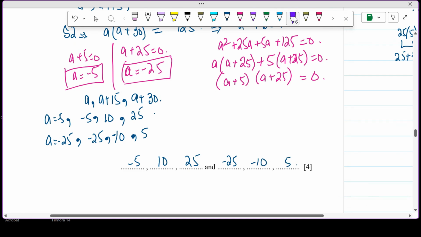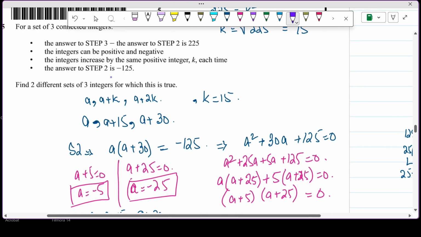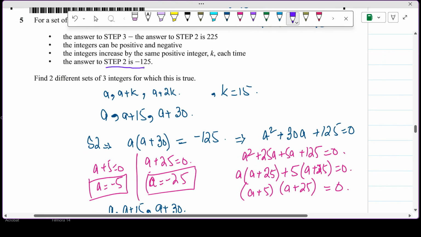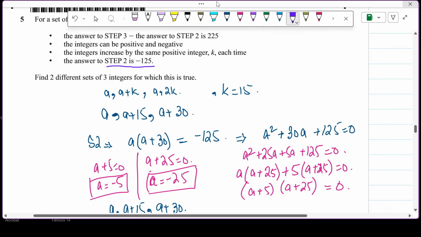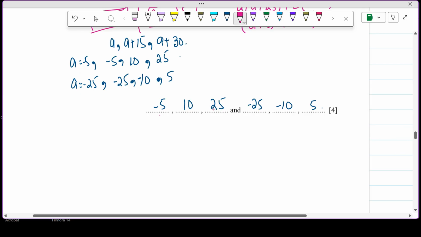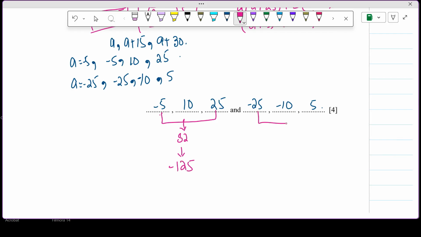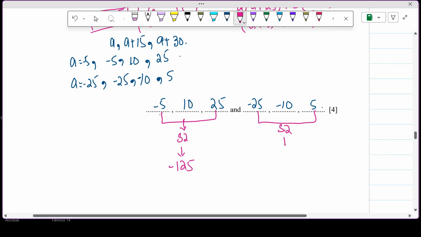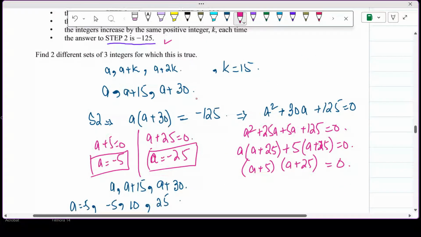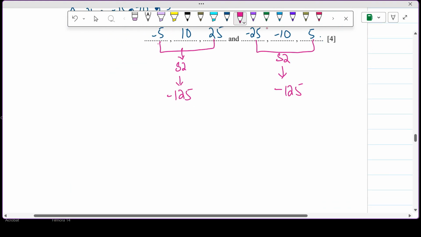Before moving to the next question, you should confirm that step 2 has the answer of negative 125. So negative 5 times 25, this one is step 2. So it confirms that it is negative 125. Similarly, when we multiply negative 25 times 5, which is step 2, this one is also negative 125. So this condition is satisfied, and we can confirm that our answer is right.